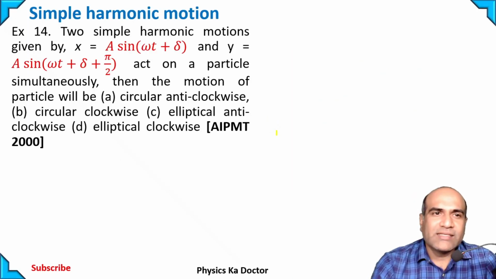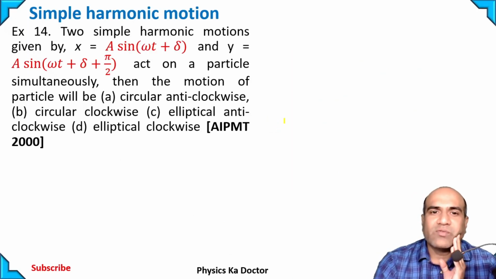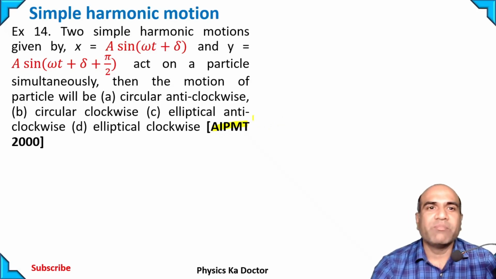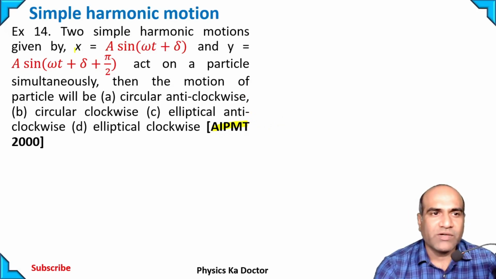Now next, example number 14, All India Pre-Medical Test 2000. Two simple harmonic motions are given by, first, x equals a sine omega t plus delta, and y equals a sine omega t plus delta plus pi by 2. If you see here, both are having sine, and only the phase difference. Phase difference is pi by 2.